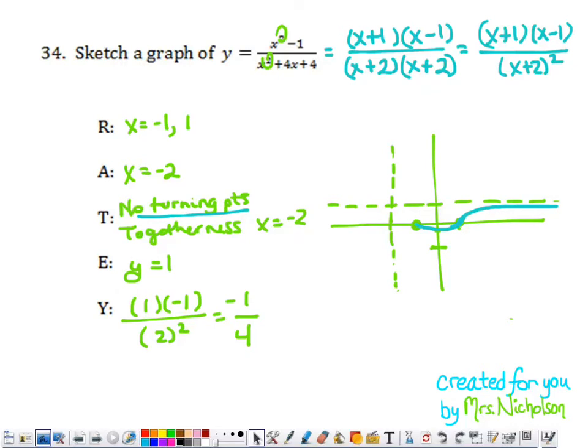At x equals -1, the graph is going to cross, and this time it's going to go up toward that vertical asymptote. We need one more piece over here on the left, and remember we determined that we do have togetherness at x equals -2, and so that means that if this part of the graph is going up right here, then my other piece must also go up so that they come together. And so that's our graph for question number 34.